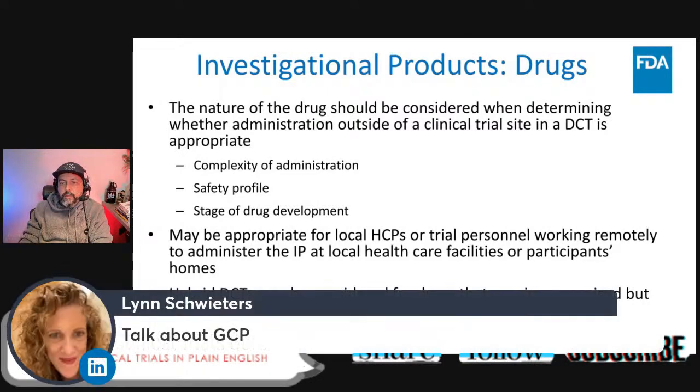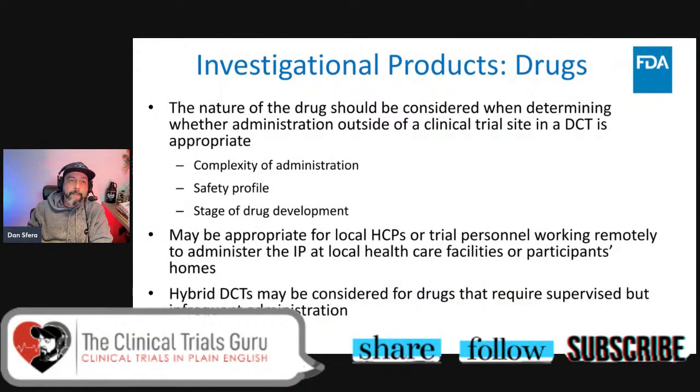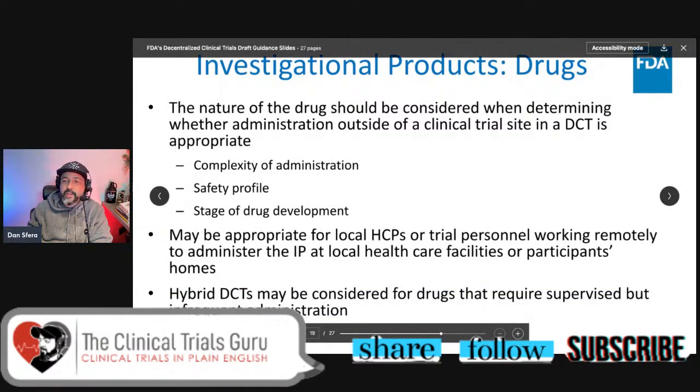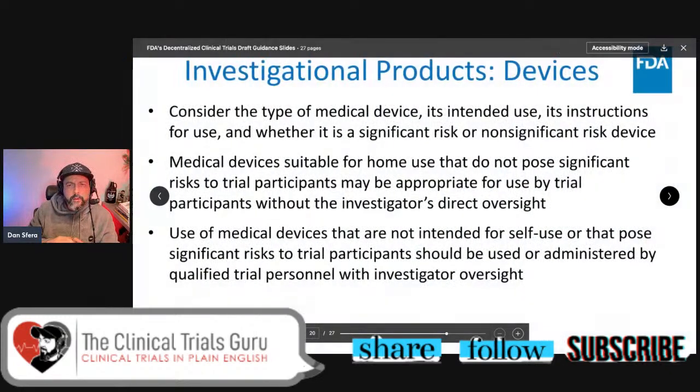Lynn says, talk about GCP. Yeah, good clinical practice. Keep patients safe. Retention might be an issue. This is meant to improve retention. I don't want to judge it too soon, but I already see problems. And that's not to say there aren't problems with the way it's currently done either, but I think sites do a fairly good job of retaining patients.